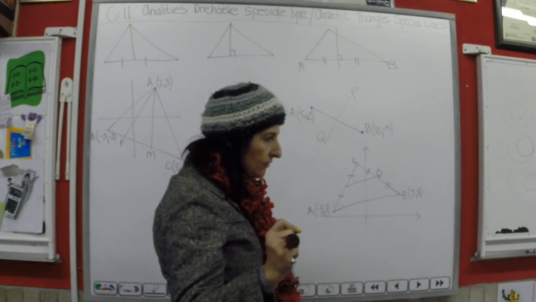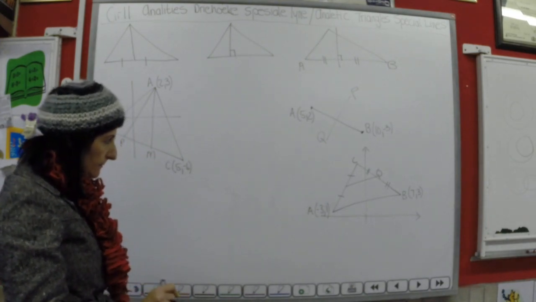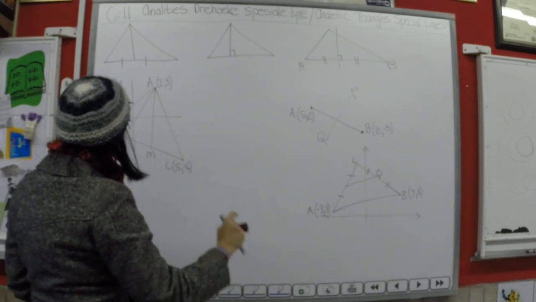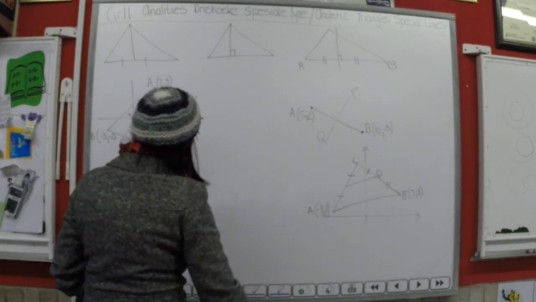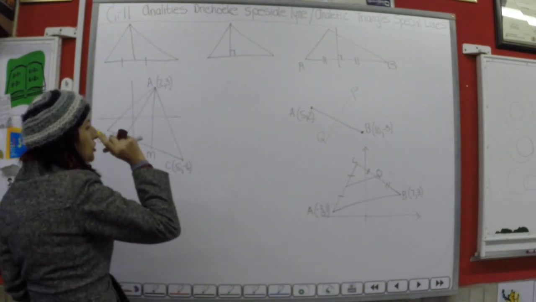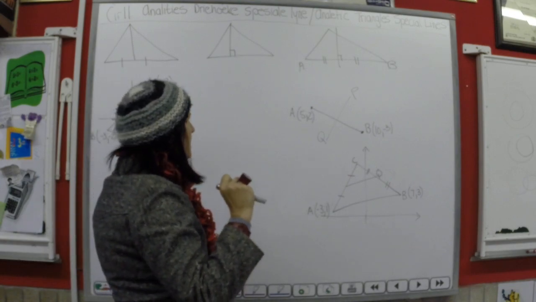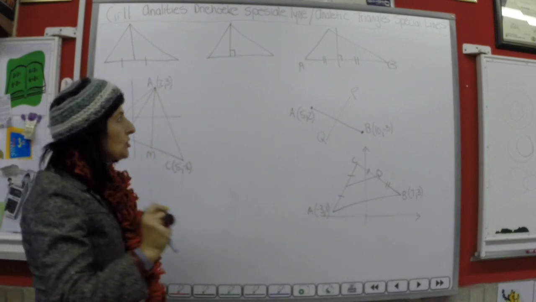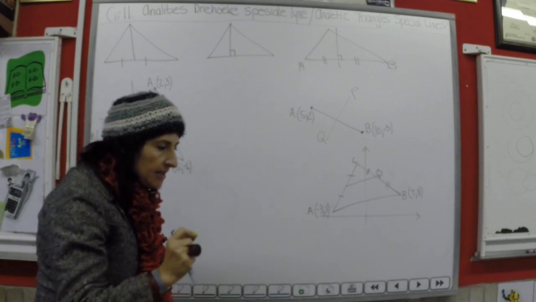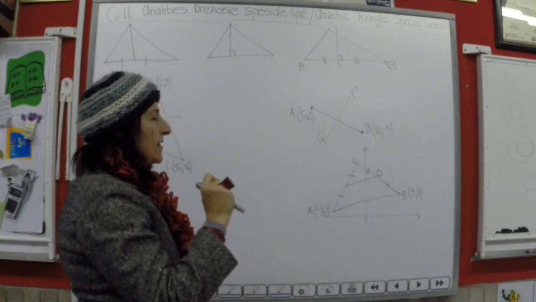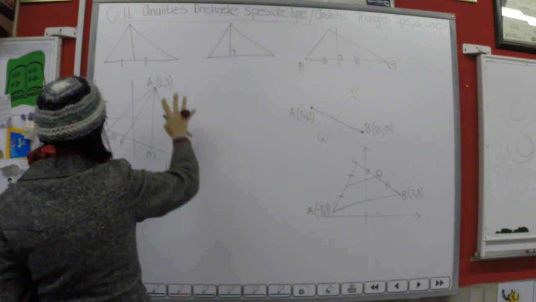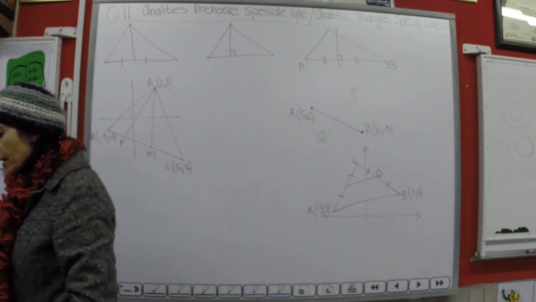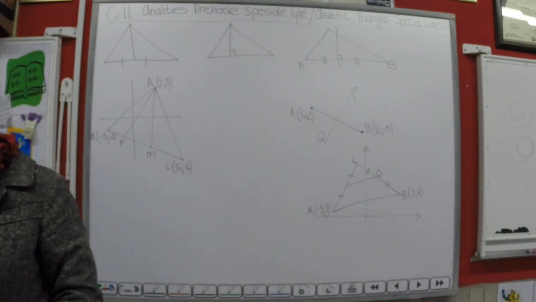En dis leerwerk wat ons baie goed moet ken. Sodat wanneer dit vir ons gepraat word, wanneer daar gepraat word van 'n middelloodlyn, of daar word gepraat van 'n swaartelyn, or there's been spoken about an altitude, then you must exactly know what that line is all about. Kom ons gaan kyk na hierdie vraag en ons beantwoord die vraag wat daarop volg.